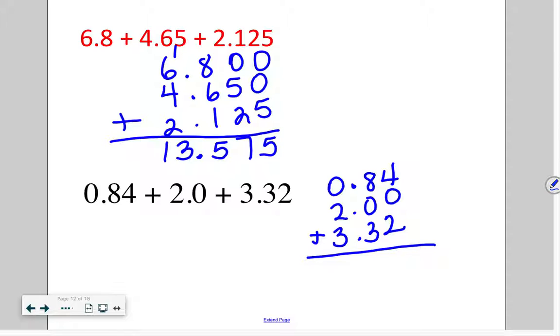Add. 4 plus 0 plus 2. 6. 8 plus 0 plus 3. 11. Put your decimal and carry your 1. 1 plus 2, 3, and 3 plus 3, 6. 6 and 16/100 is my answer. Doing good so far?